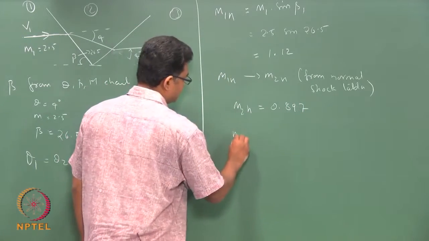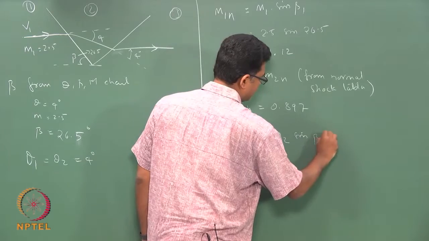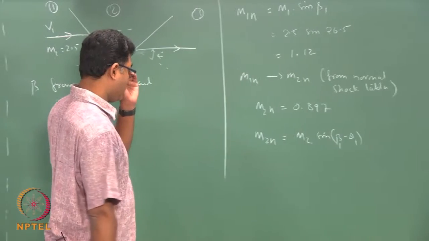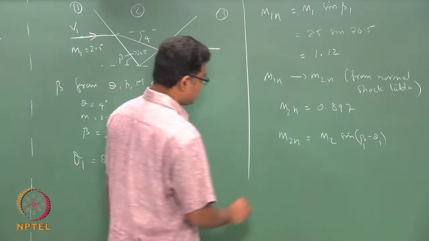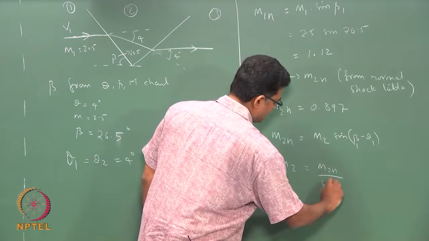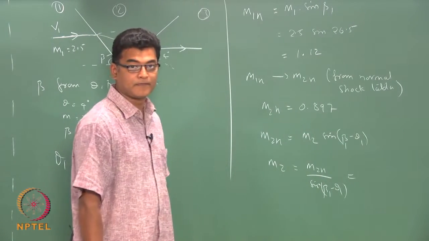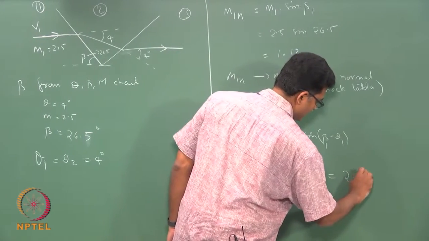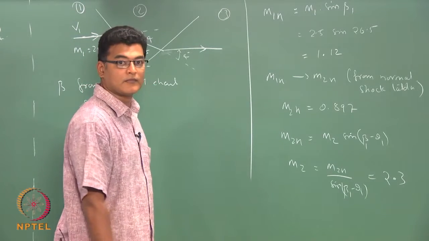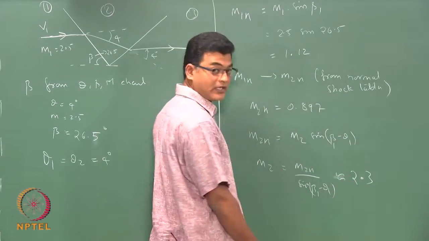Now, if I know M2n, I can get M2 from M2n divided by sin of beta 1 minus theta 1. Okay. So this is approximately 2.3.